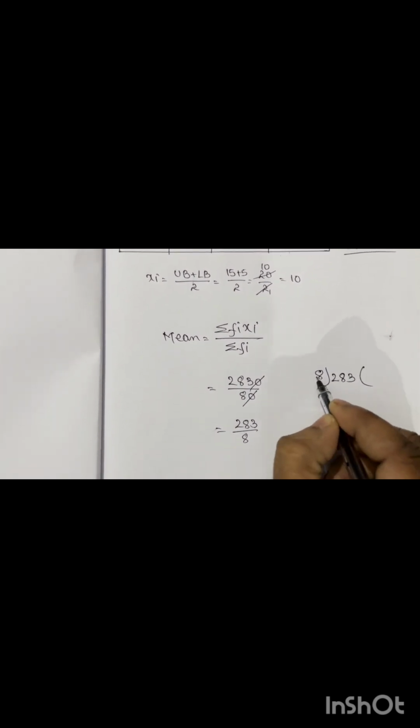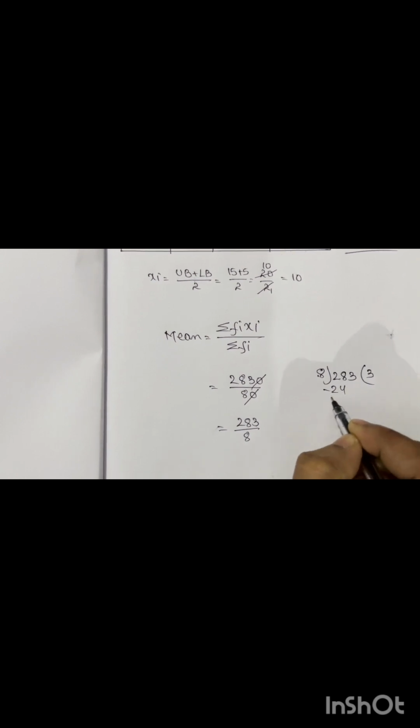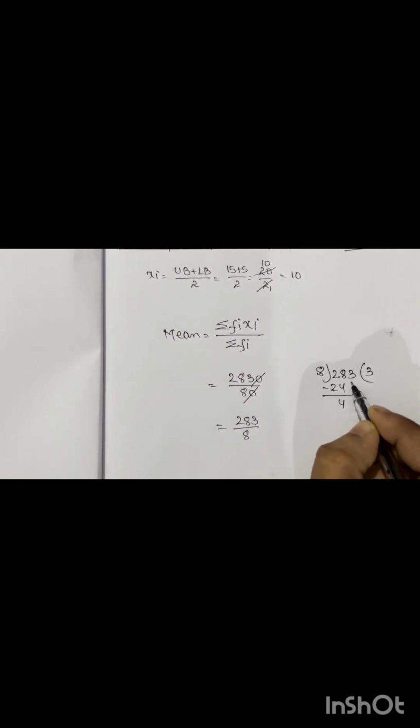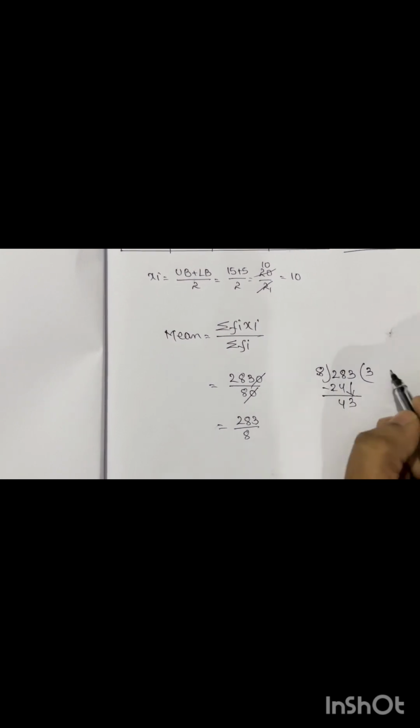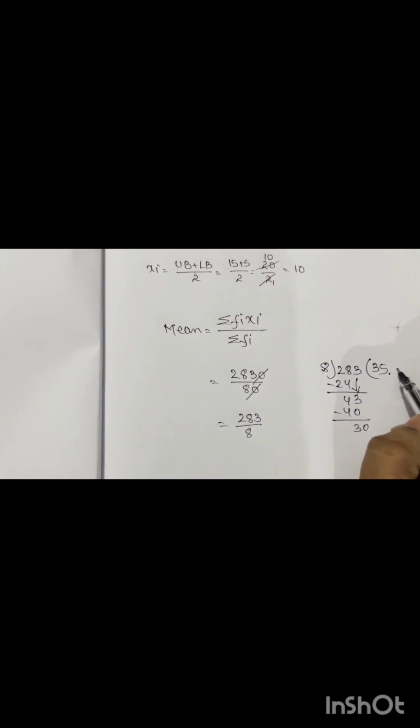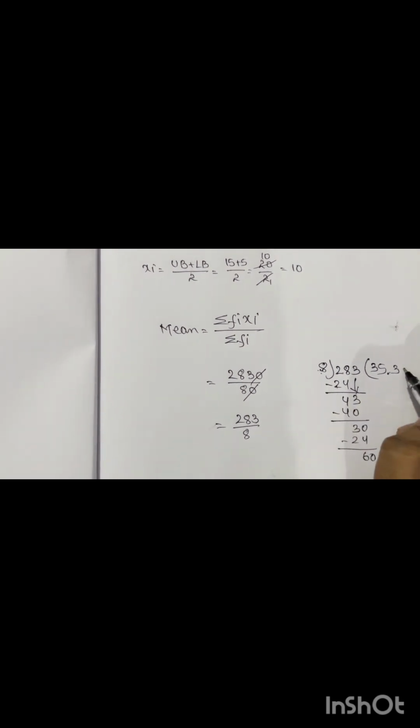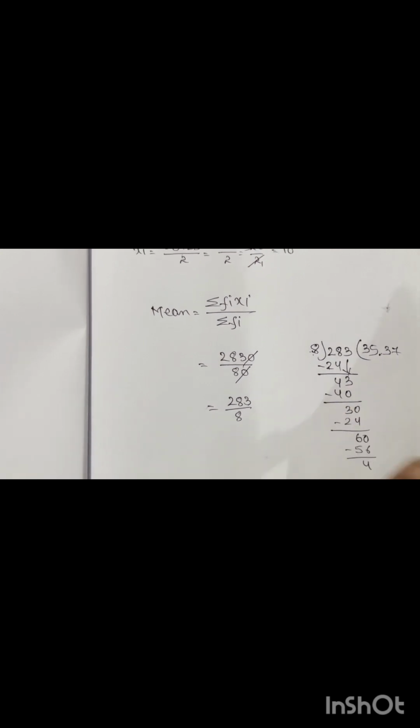Now 8 threes are 24, 28 minus 24 will be 4. Bring this 3 down, it is 43. 8 fives are 40, 43 minus 40 will be 3. 3 doesn't come in the 8 table, so take a decimal point and a 0, it becomes 30. Again 8 threes are 24, 30 minus 24 will be 6. We can take a 0 here, it becomes 60. Now 8 sevens are 56, 60 minus 56, 4. Now after getting 2 decimal places, you can stop the answer.